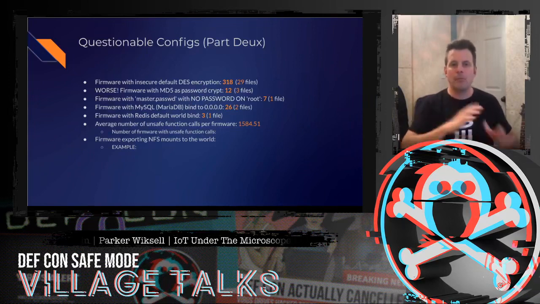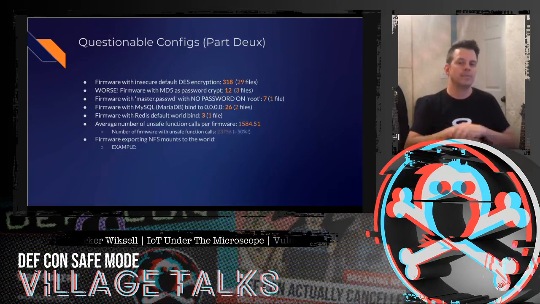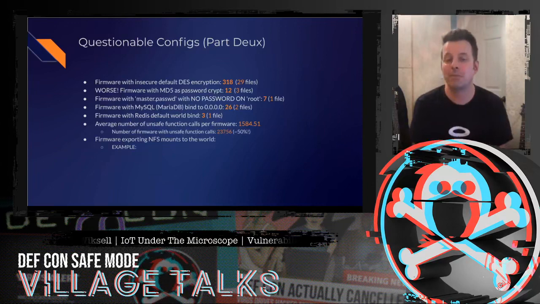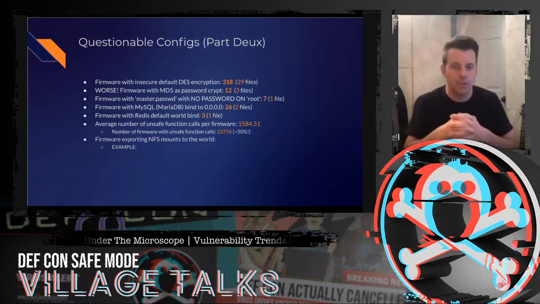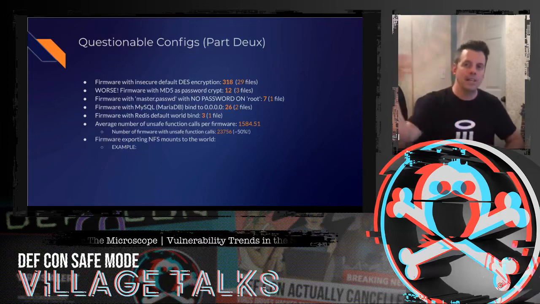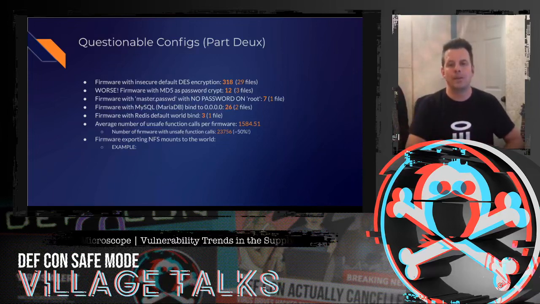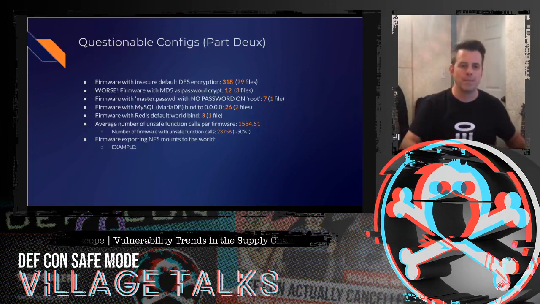Okay. Number of firmware with unsafe function calls, 23,000. That's over 50%. And those are the ones that we've named. We haven't even trawled through those with function hashing and stuff to find the unlabeled ones that also call these.